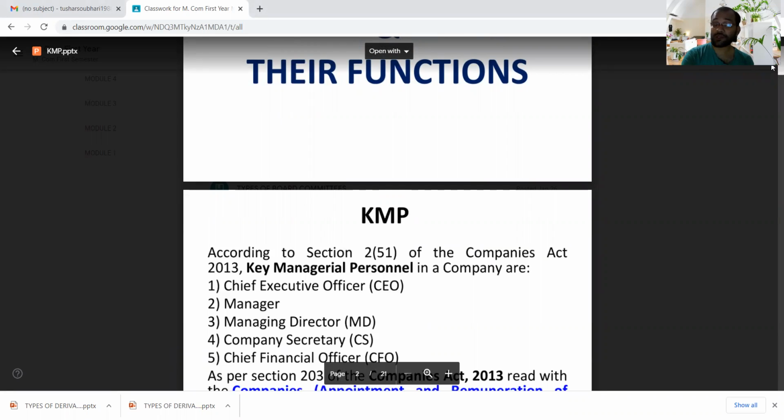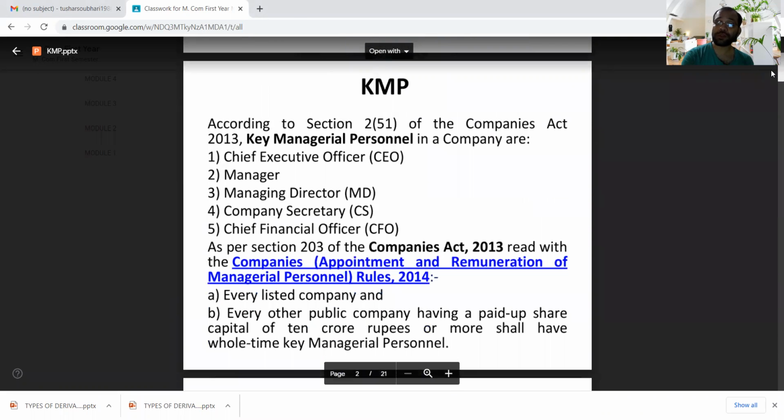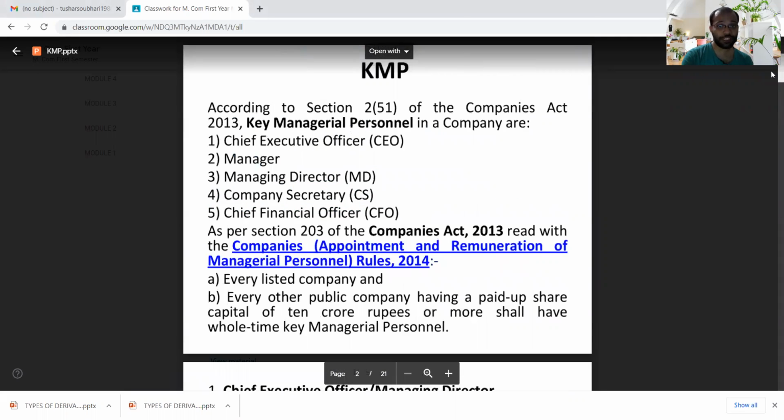According to section 2, subsection 51 of the Companies Act 2013, key managerial personnel in a company include the following: Chief Executive Officer, managing director (MD), company secretary (CS), and the chief financial officer (CFO).